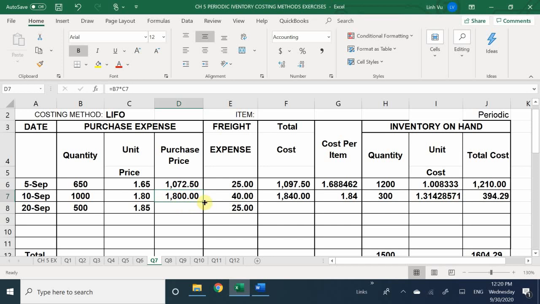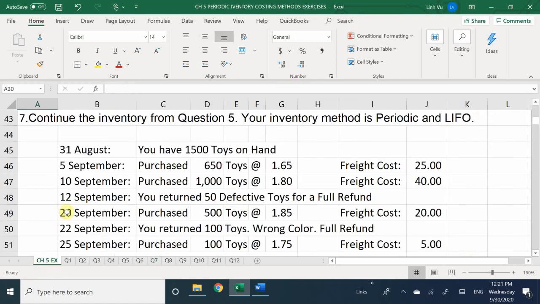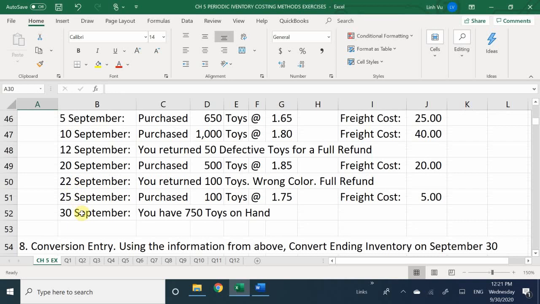Okay, so that should give my purchase price, 500 times $1.85, a total of $925. When we add our freight, it's going to bring our value to $950, and with the cost per item, it's going to be $1.90. And I believe this is an even number. Yes, it is. Okay. So then on September 22nd, you returned 100 toys.